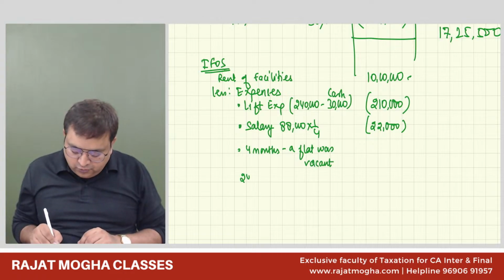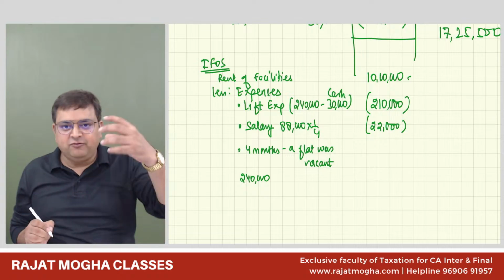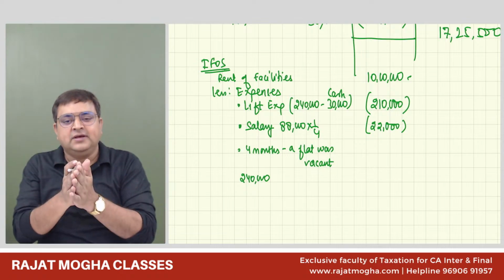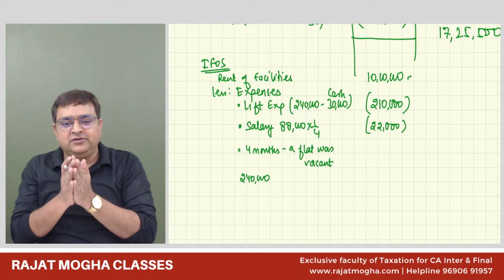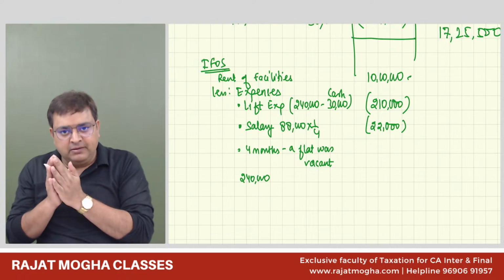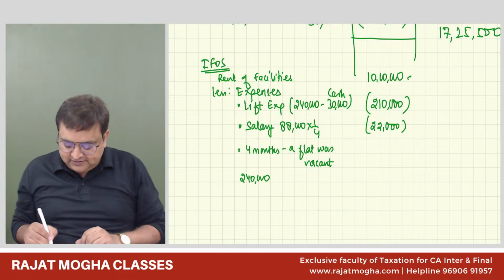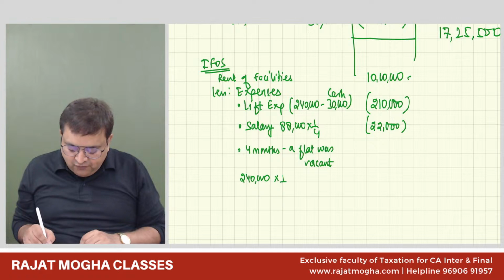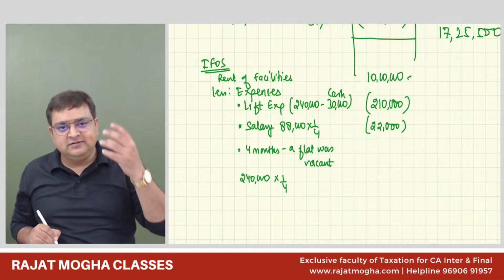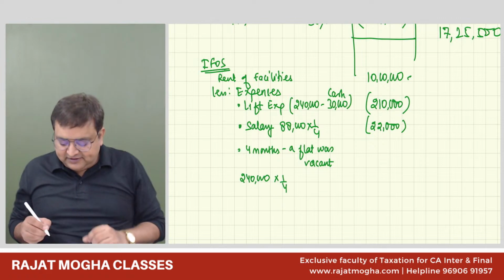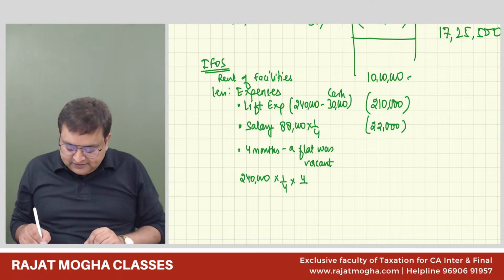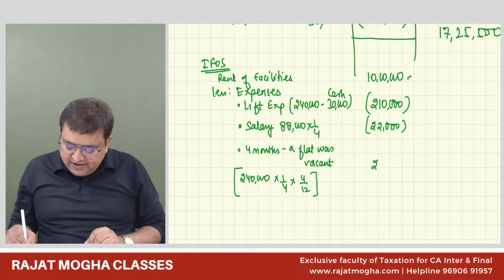So how much is the total rent for the flat? Composite rent was 240. Composite means for house as well as for other amenities it was 240. But right now we are talking about amenities, we are talking about IFOS. So 2,40,000 into 1 by 4. Understood 1 by 4? 60,000. And out of the 60, 4 months we have not received. So 20,000 we have not yet received.